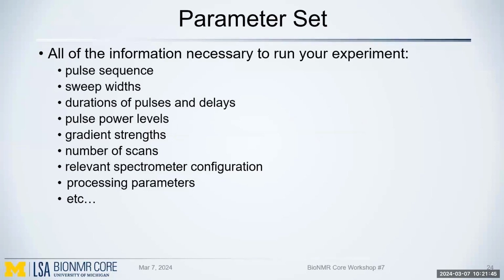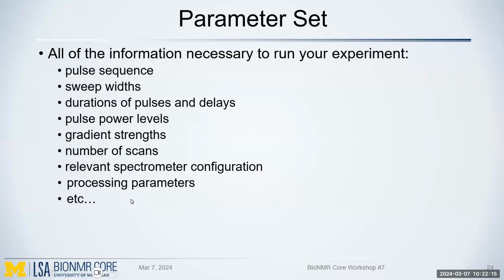When setting up an experiment on TopSpin, the first thing you do is to select the correct parameter set. This not only applies to the STD-NMR experiment, but to any NMR experiment you want to run. A parameter set contains all of the information necessary to run your experiment, including the pulse sequence, acquisition parameters like sweep width, duration of pulses, and so on, and also processing parameters.